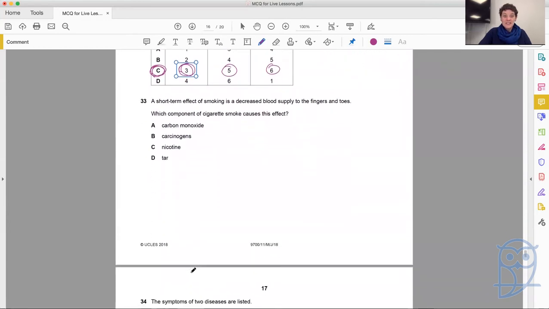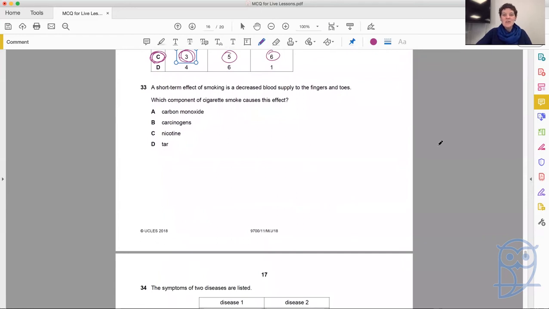Moving on to question 33. A short-term effect of smoking is a decreased blood supply to the fingers and toes. Which component of cigarette smoke causes this effect? So decreased blood supply is narrowing of our blood vessels. And the one who is responsible for narrowing is nicotine. So we go to our options, and there it is. Nicotine, reducing blood supply.